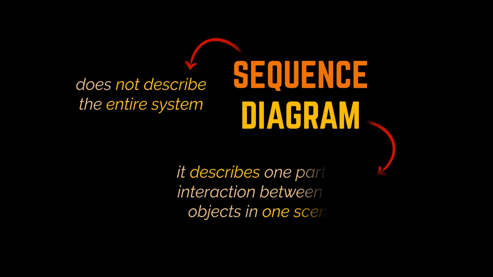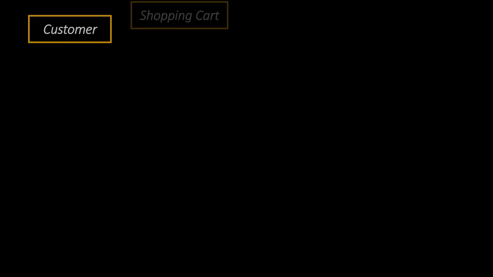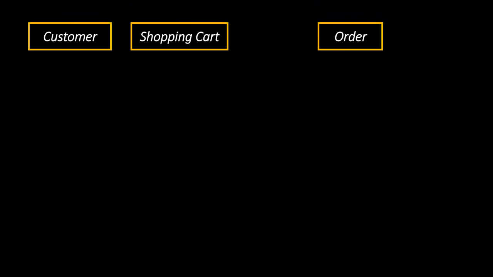Now, contrary to the use case diagram, a sequence diagram does not describe the entire system. Just one particular part of it, one particular interaction between a few objects in one scenario. We start a sequence diagram with some boxes at the top that represent the objects which are the participants in this sequence.